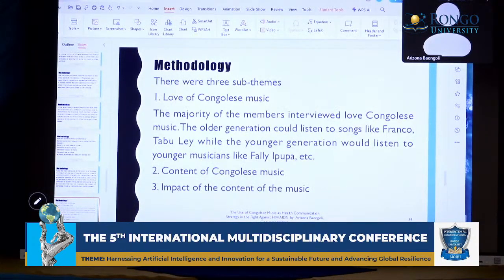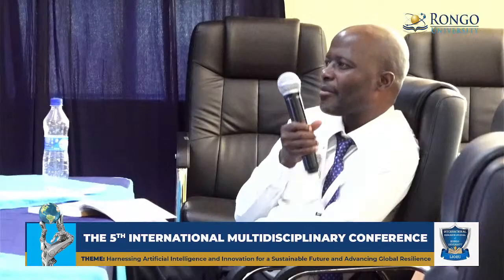Okay, could you fasten a bit time? Congolese music, to find out about the content of Congolese music and the impact of the content of the music, specifically focusing on the health messages. And from the interview carried out, I realized that the majority of the Congolese people who are here, definitely they love listening to Congolese music, and the younger people prefer to listen to the younger generation, like Fadi Pupa etc., while the old people prefer listening to music like Franco Rongo, Tabu Ley, and so forth.